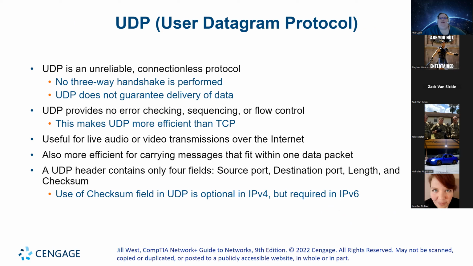So UDP is an unreliable connectionless protocol. I don't know why they put a D in there, honestly, but no three-way handshake is performed. UDP does not guarantee delivery of data. UDP provides no error checking, sequencing, or flow control.